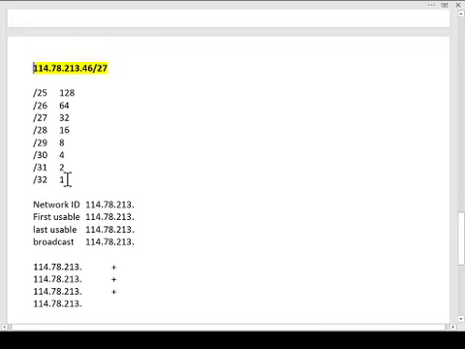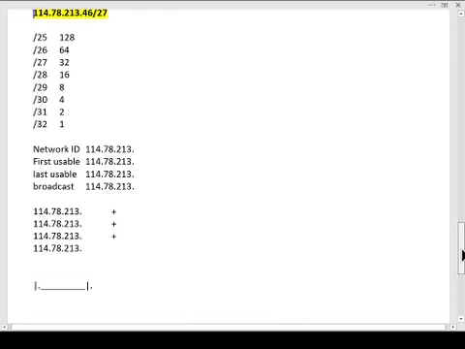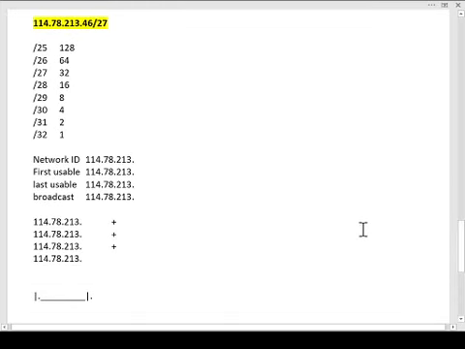All right, so we're on to the next one. I need to adjust it just a little bit so I can get everything in here. So we're dealing with 114.78.213.46 with a /27. Let's find what network that .46 belongs to. We know it's a /27. We go up to our chart, and it goes up by 32s.